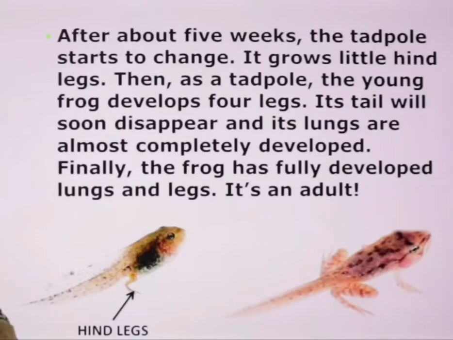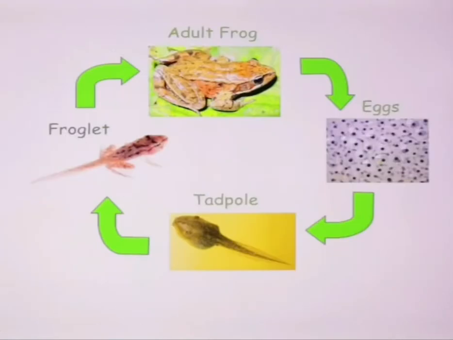And this is a tadpole with 4 legs. And you can see the tail is getting shorter. And now its body is becoming thicker and wider. This is because the lungs are growing inside its body.